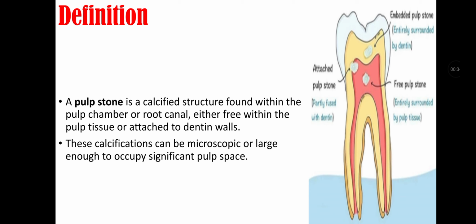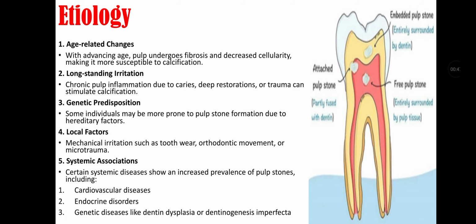Definition of dental pulp stones. Pulp stone is a calcified structure found within the pulp chamber or root canal, either free within the pulp tissue or attached to dentine walls. The calcification can be microscopic or large enough to occupy significant pulp space.